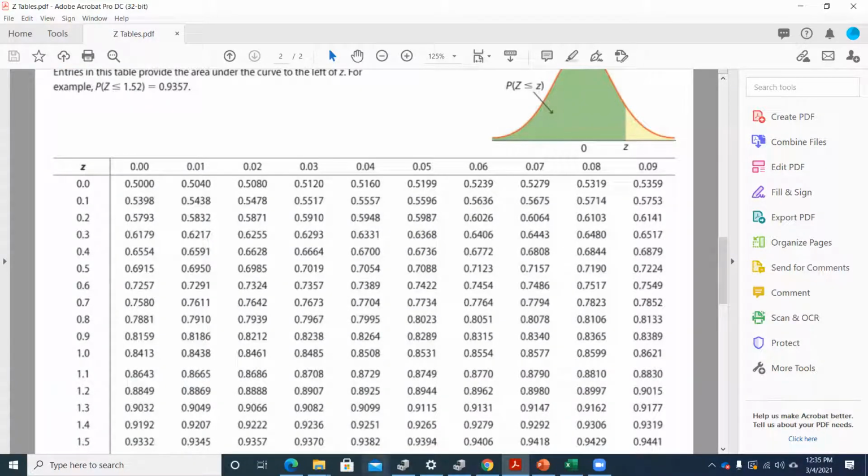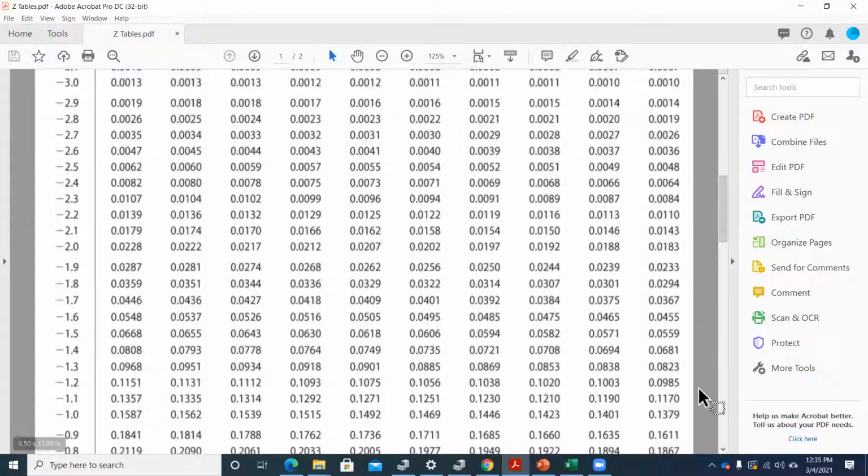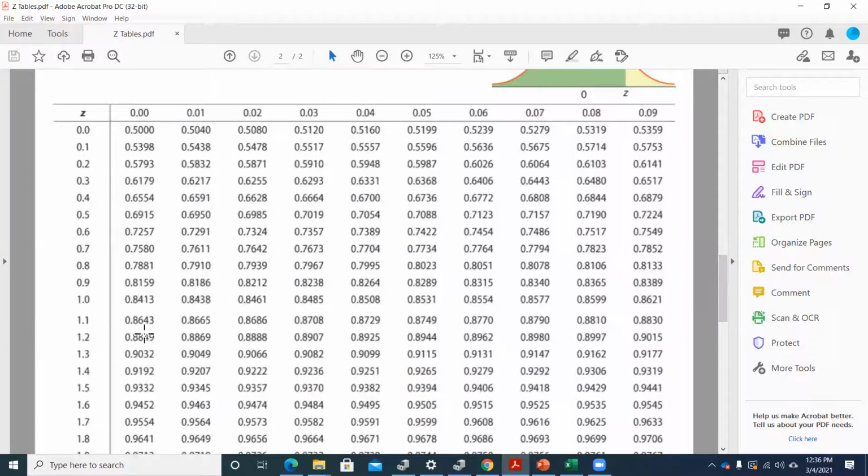So just a review: what if we didn't want to look up negative 1.29? We found the area to the left of that was 0.0985. What if we look up positive 1.29? So first decimal, 1.2, second decimal, 1.29. The area to the left of that is 0.9015.